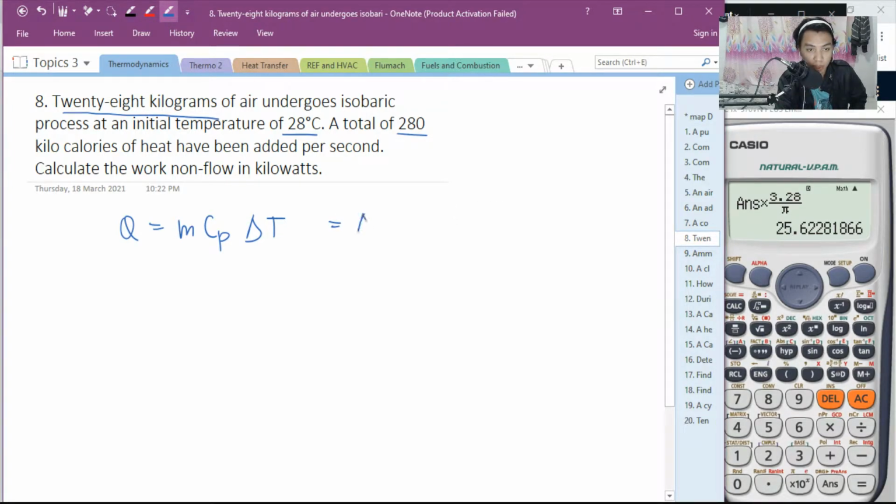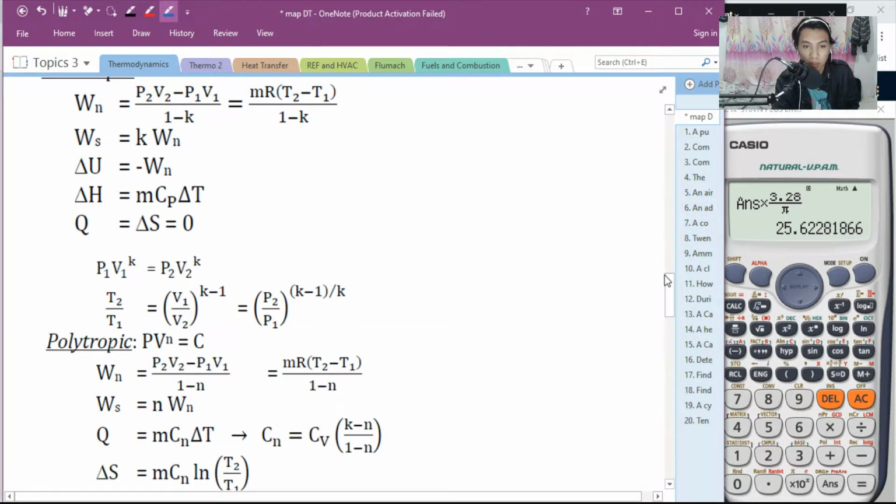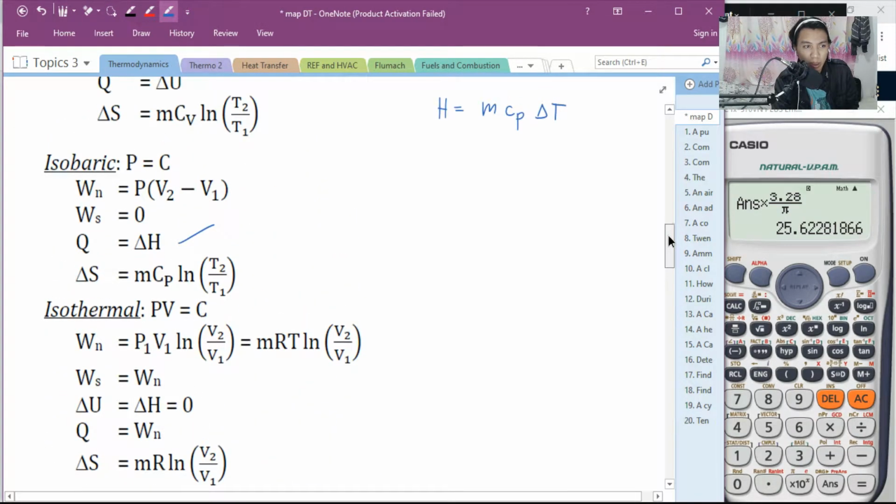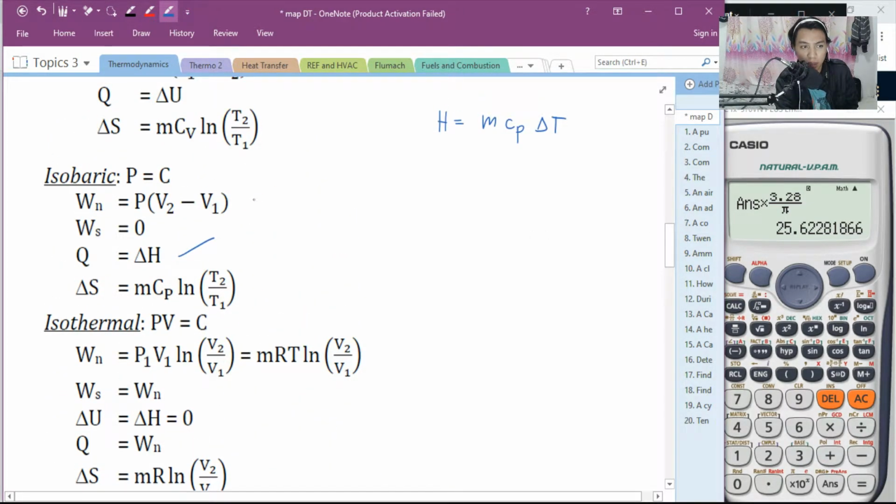Q is equal to delta H. Or simply, yung delta H mo kasi is equal to delta U plus work non-flow. Now, ang hinahanap mo dito is the work non-flow in kilowatts. Okay? Di ba? Kapag work non-flow in your isobaric process, that is P multiplied to V2 minus V1. Kaya lang wala kang given yan.